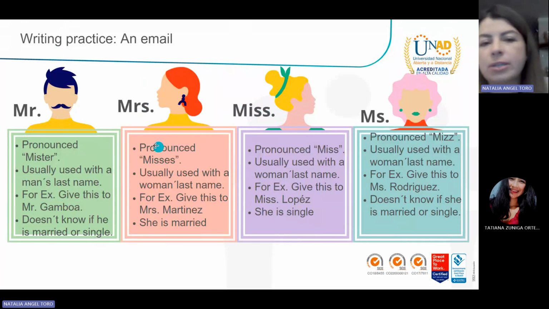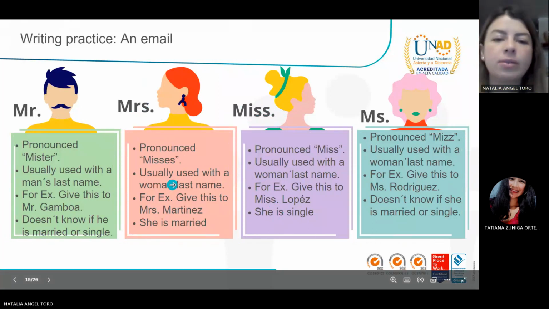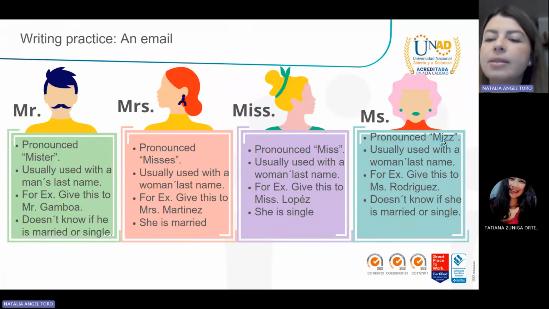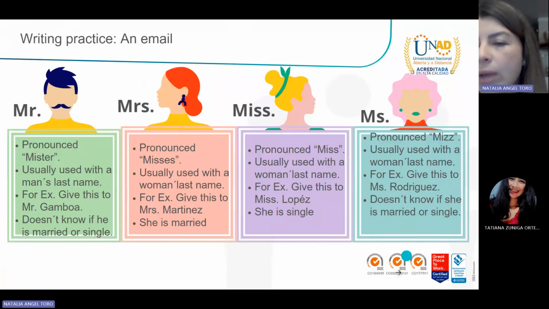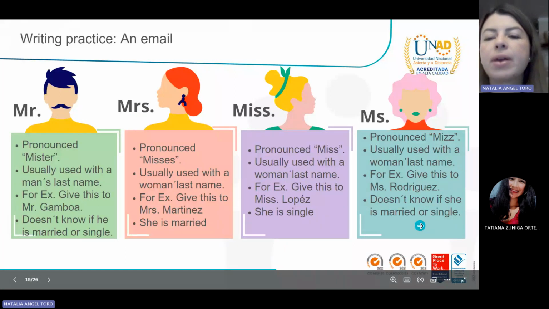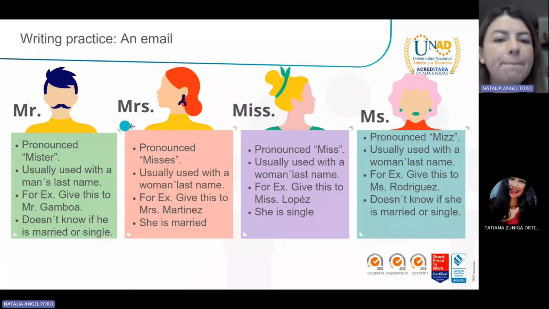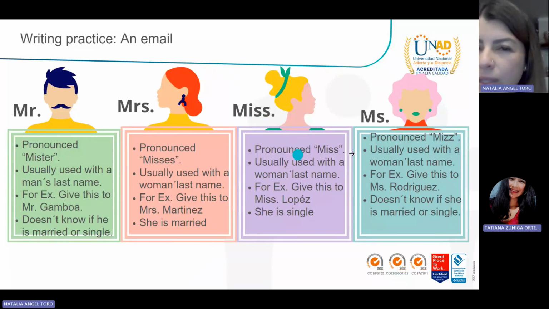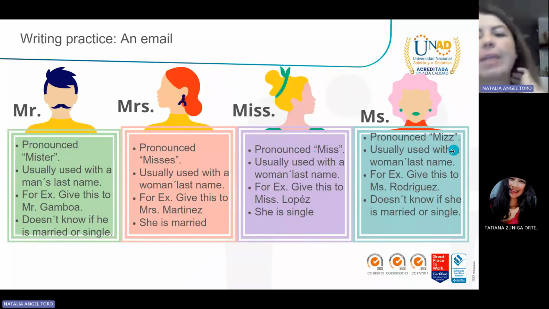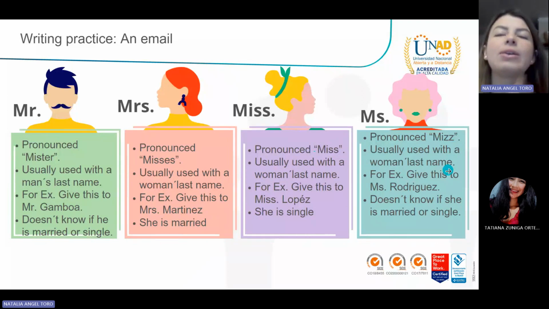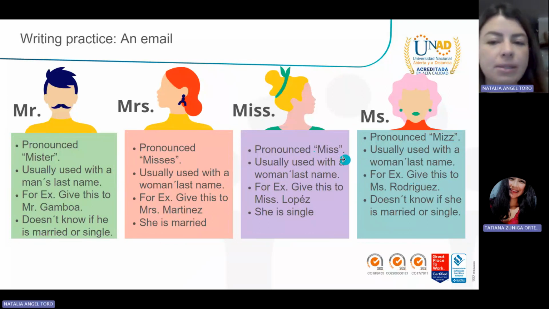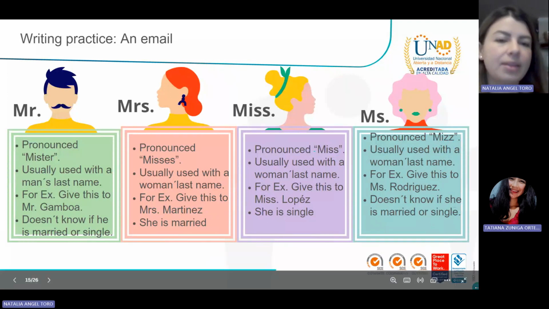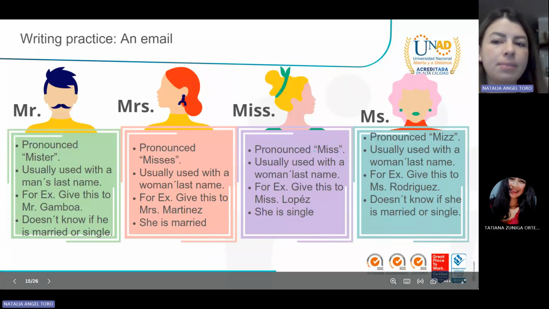But if we don't know if she's married or single, we can use Ms. Ms. is a way to refer to a woman when we don't know if she's married or single. So Mr., Mrs., Miss, and Ms. Which is the difference between those last ones? ¿Cuál es la diferencia? Fíjate en la pronunciación, que es más como con el sonido de la Z en inglés. The first one is Miss, just that, and Ms., Ms. So, Mr., Mrs., Miss, and Ms.